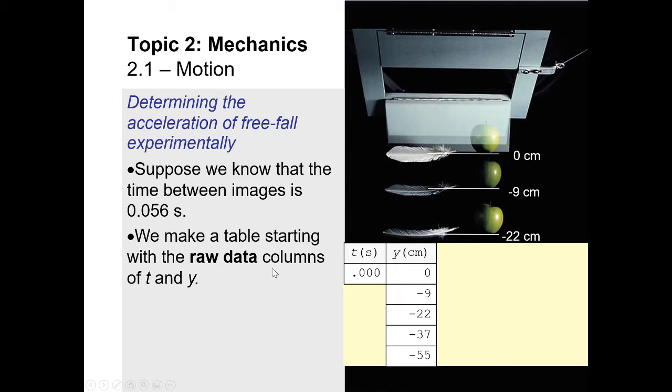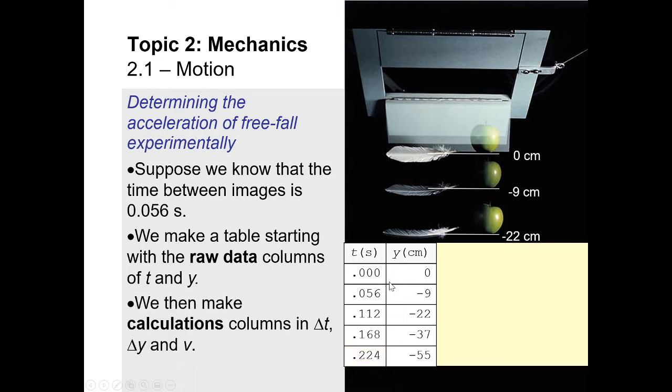And the times, it's every 0.056 seconds. Okay, so if you double that, you get 0.112, triple that, quadruple that. All right. Now we're going to find delta t, delta y, and eventually v. The velocity is going to be the change in displacement, delta y, over delta t. Okay, so these are our last three columns.